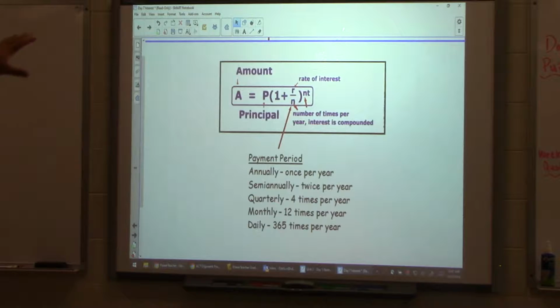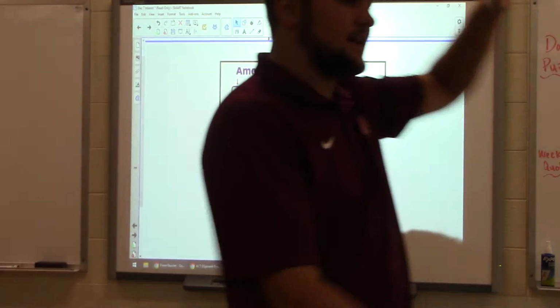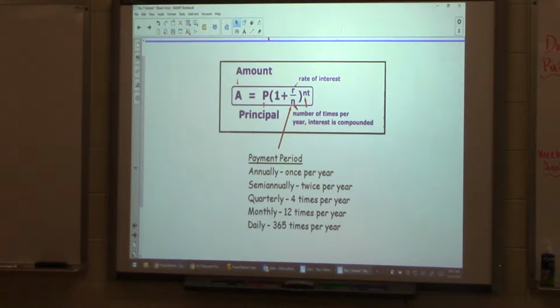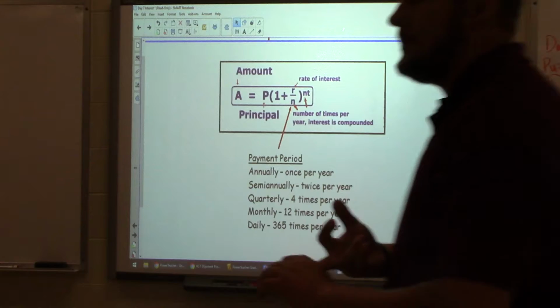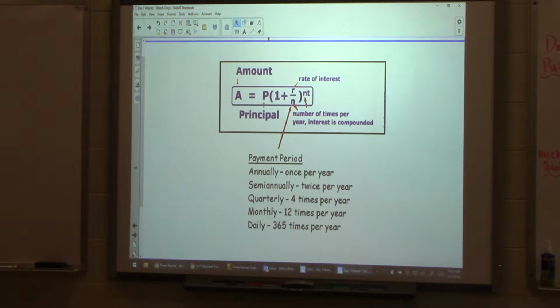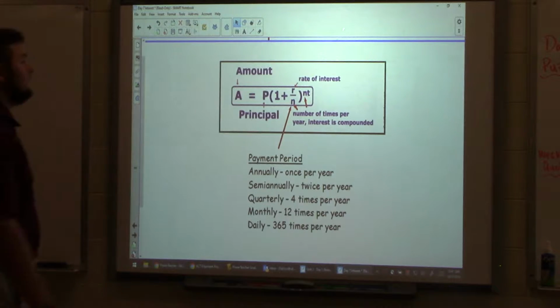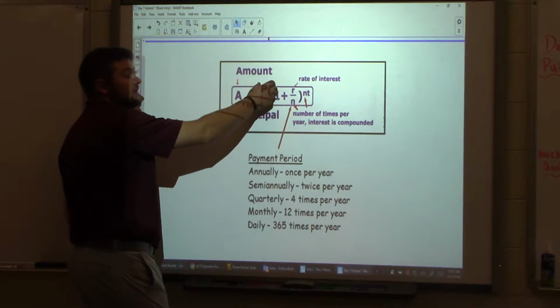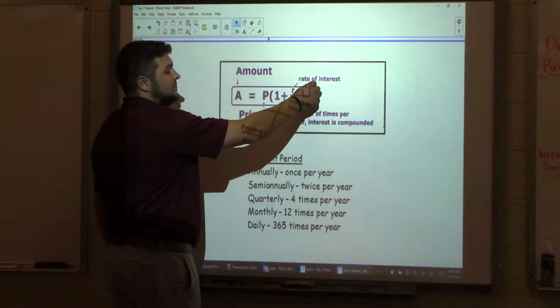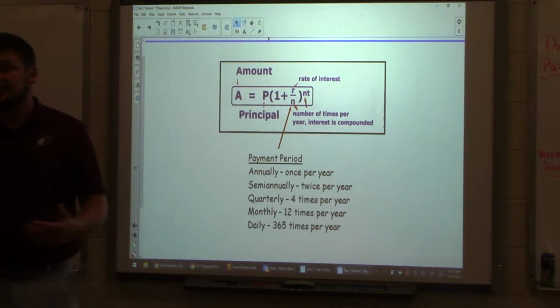Now, we will use this formula when it says compounded in the problem. If it doesn't say compounded in the problem, we're using growth rate or decay rate. When it says compounded, we are using this formula. And like I said, this formula will be given to us on the test, just like growth and decay were. But it's a lot like it. We're still starting with our initial amount. We have our rate, we have our time. Now we're just adding in our compounding.